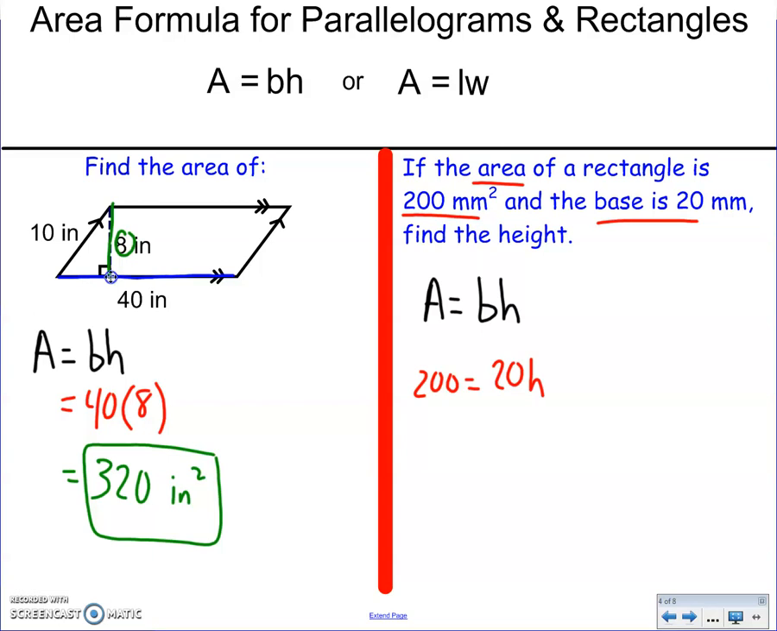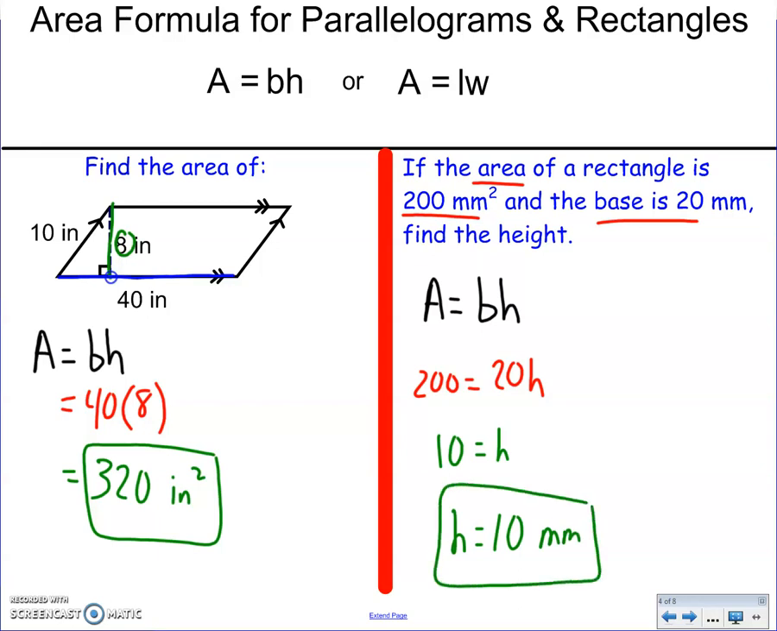Alright, we're going to get rid of this 20 by dividing both sides by 20. So you get 10 equals h. Make sure about the units. I'll rewrite it as h equals 10. Units are millimeters. All right, next one.